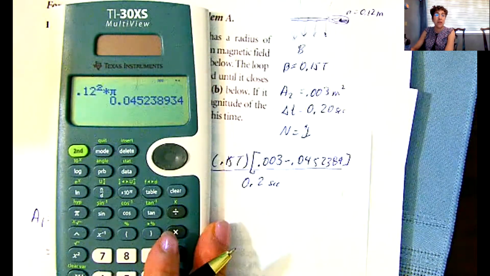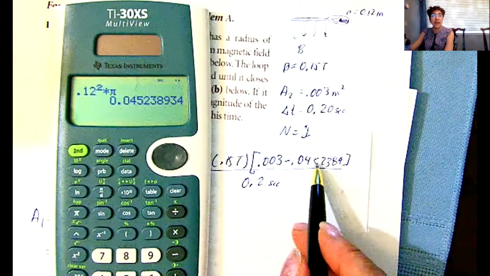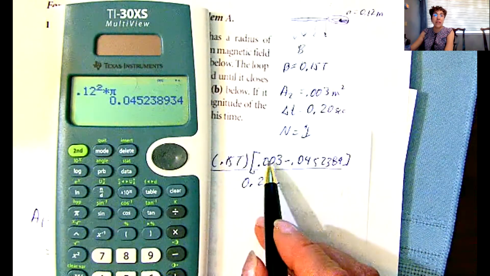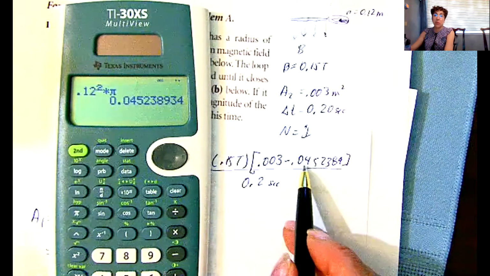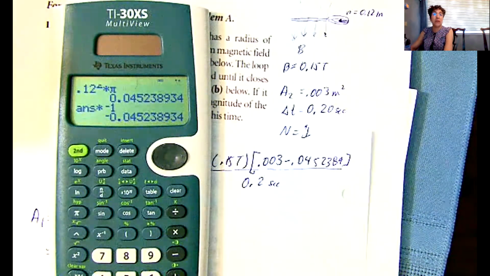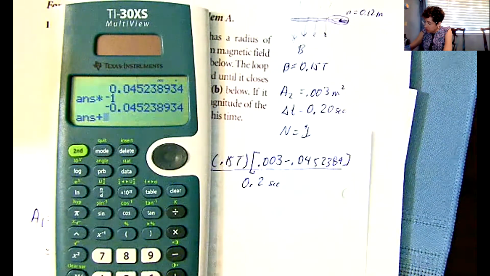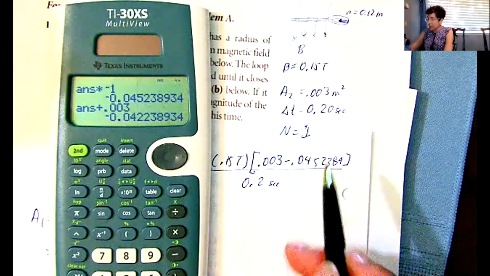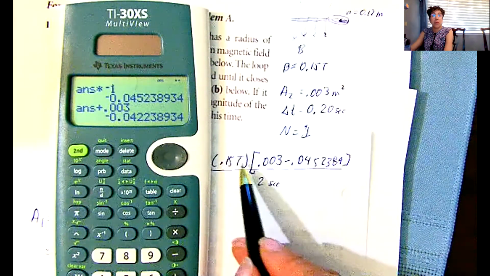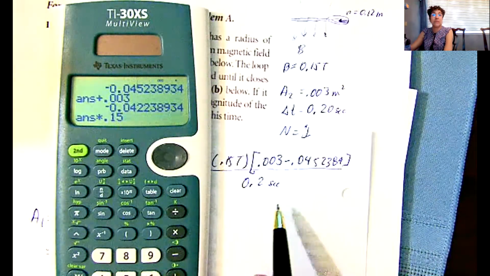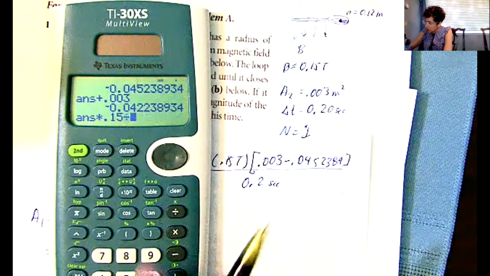A couple ways I could do that. One is I multiply it by -1. That gives me the negative, and I add it to 0.003. Or I can just subtract it and switch the polarity. I'm going to multiply it by -1. There we go. Now I can add that to 0.003. Okay, now I'm going to multiply it by 0.15 times 0.15, and then divide it by 0.2.